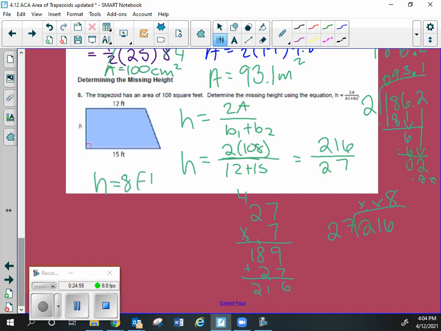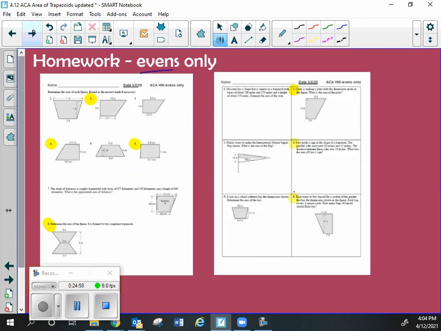The first strategy today. Your homework that I am checking is evens only.